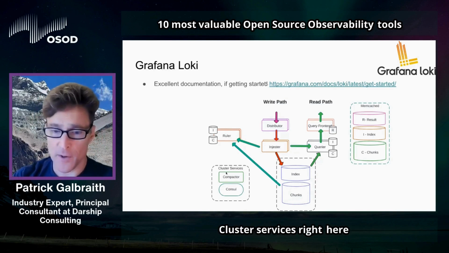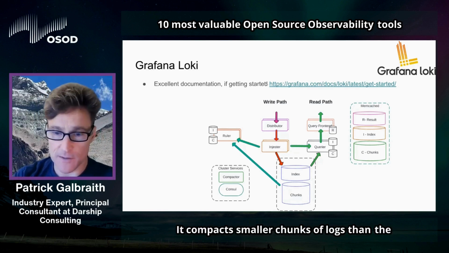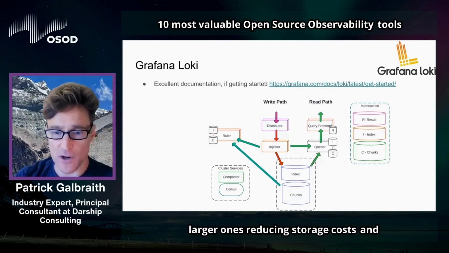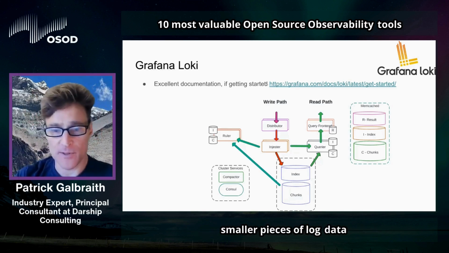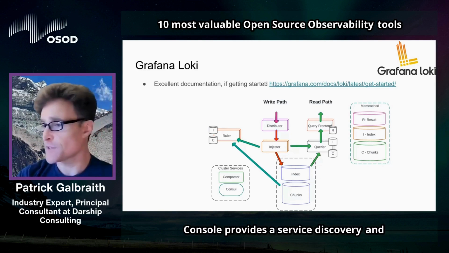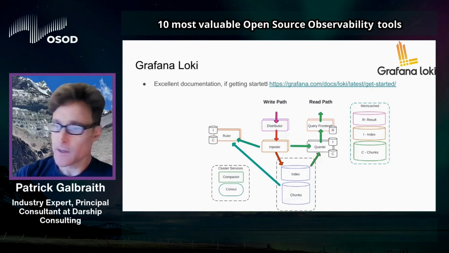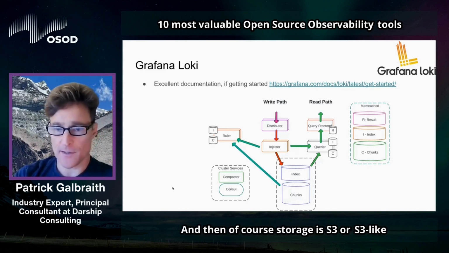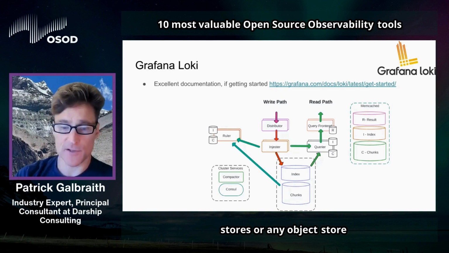We have cluster services. Right here we have the compactor. This is, I already mentioned this. It compacts smaller chunks of logs into larger ones, reducing storage costs and improving query performance, merging smaller pieces of log data. And then there's Consul. Consul provides service discovery and other cluster-related management tasks.